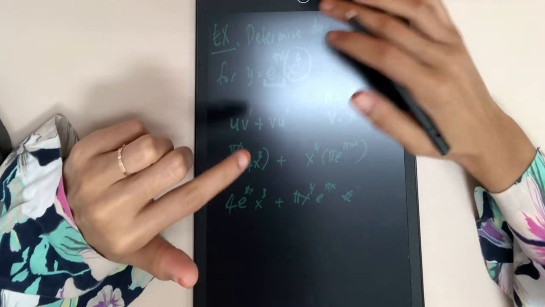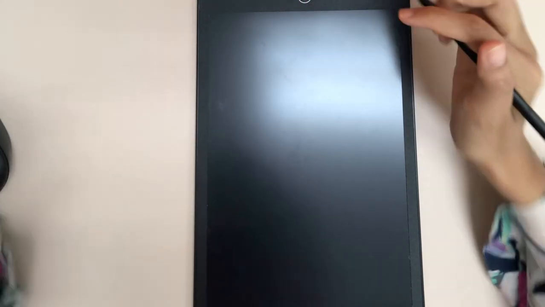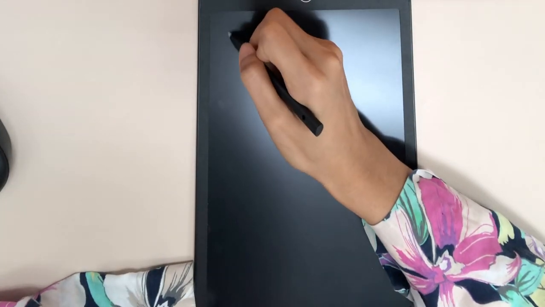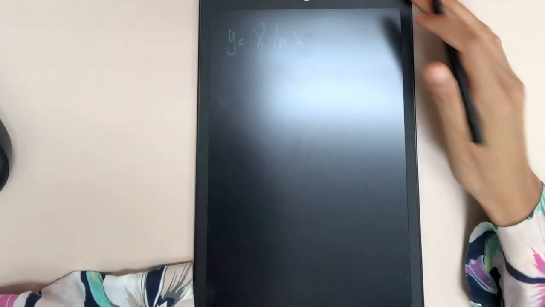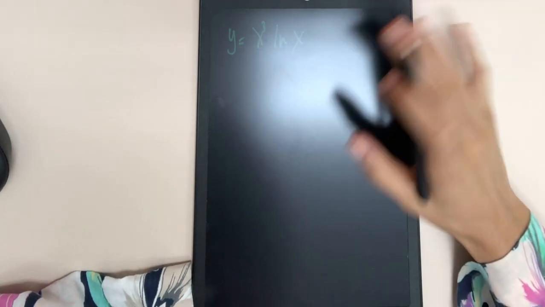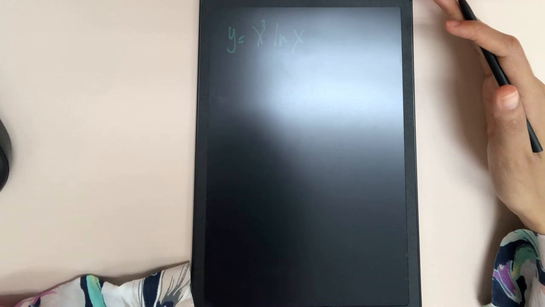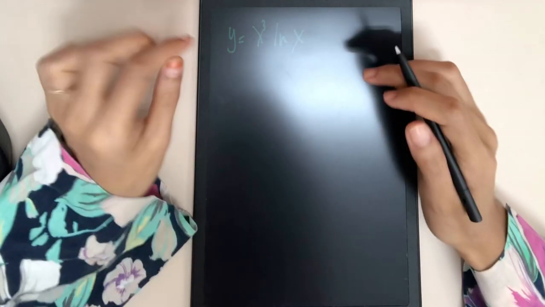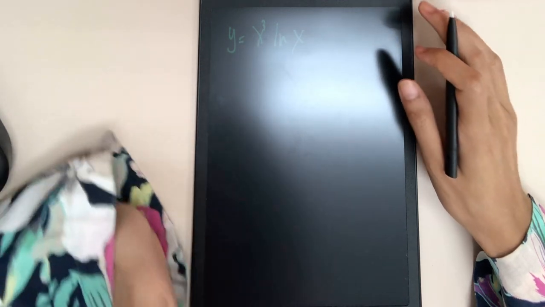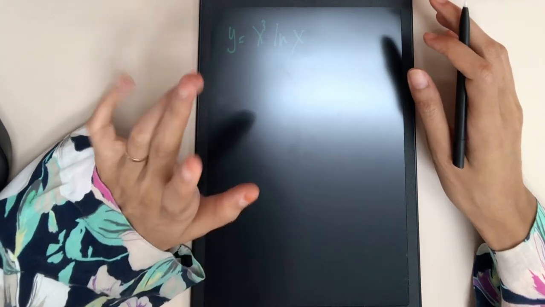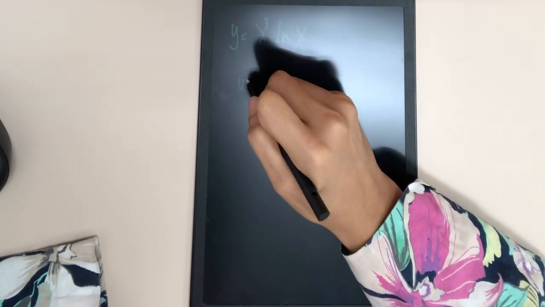Okay, so next we try with another example. Let's say you have y equal to x cubed ln x. Saya tak tulis soalan lah, but because of this video, I will explain on how to differentiate. I hope that you understand. So we want to differentiate y equal to x cube ln x. Tak apa, sama je. Okay, first write your formula.